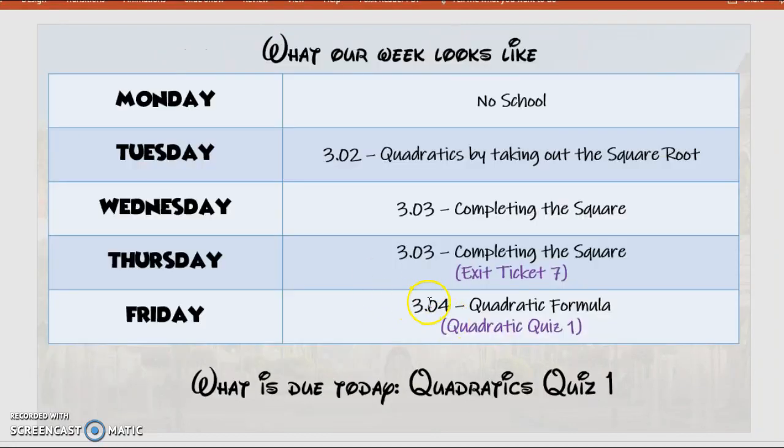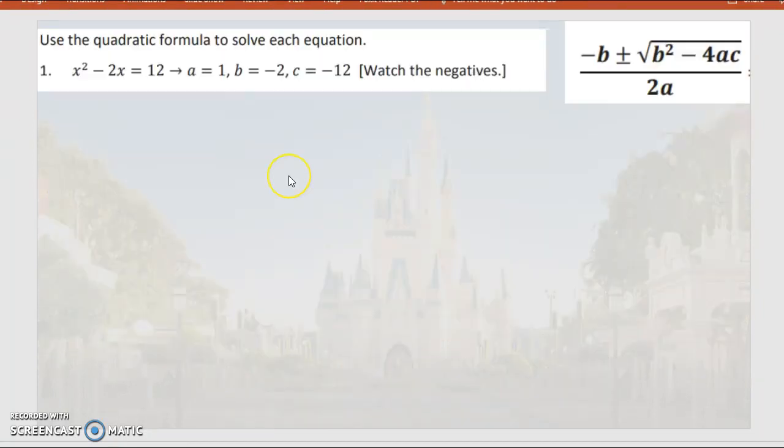So this is where we're at. We're finally at Friday. The quadratic formula, it's just another way to solve quadratics, to get our factors. You do have your quiz 1 that is open to you now, and it is due on Sunday. So let's go ahead and go over the quadratic formula.